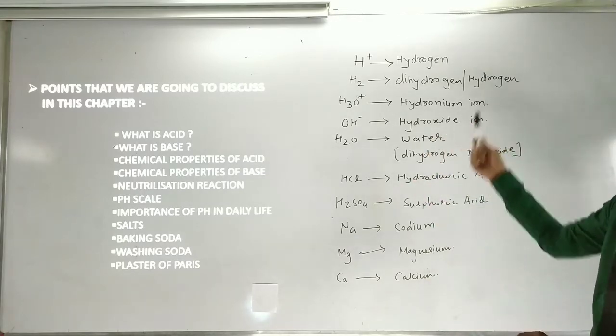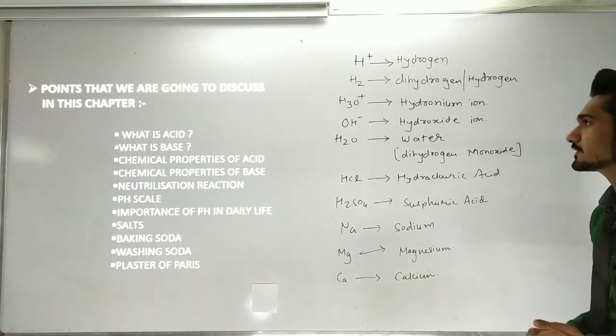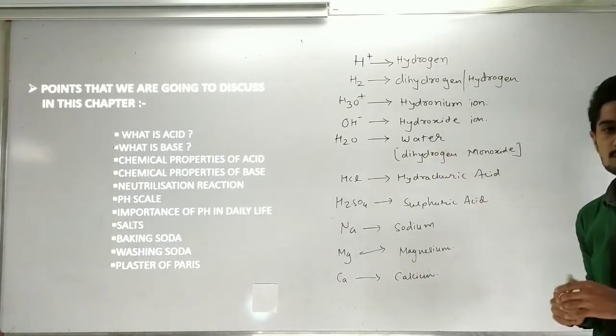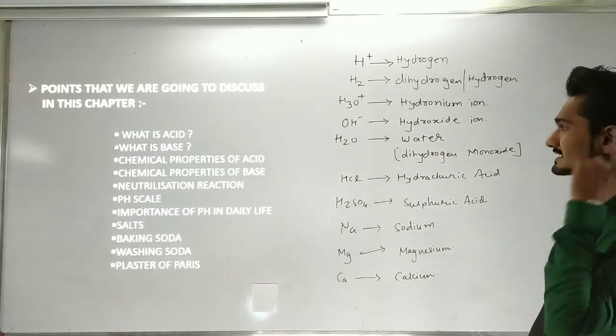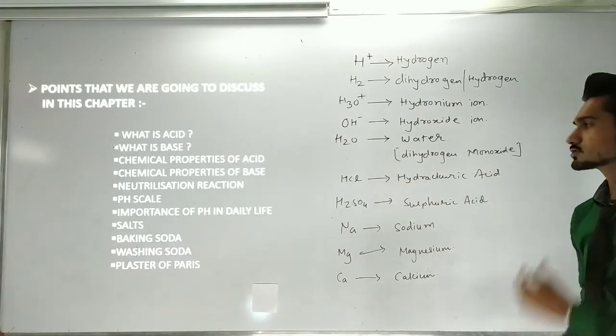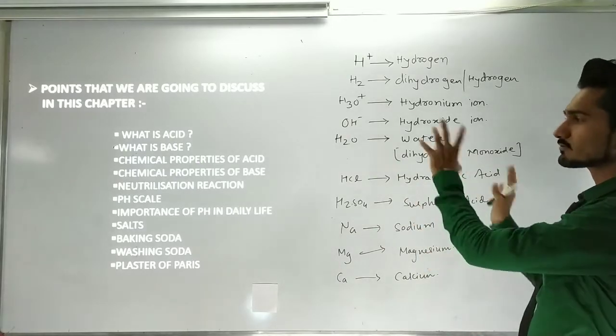First H plus, it will be known as the hydrogen ion. Second H2, which will be known as dihydrogen. Afterwards H3O plus, the hydronium ion. Then OH minus, the hydroxide ion. H2O, water. HCl, hydrochloric acid. So whenever I have to react with some of the elements, you can easily take it from here.